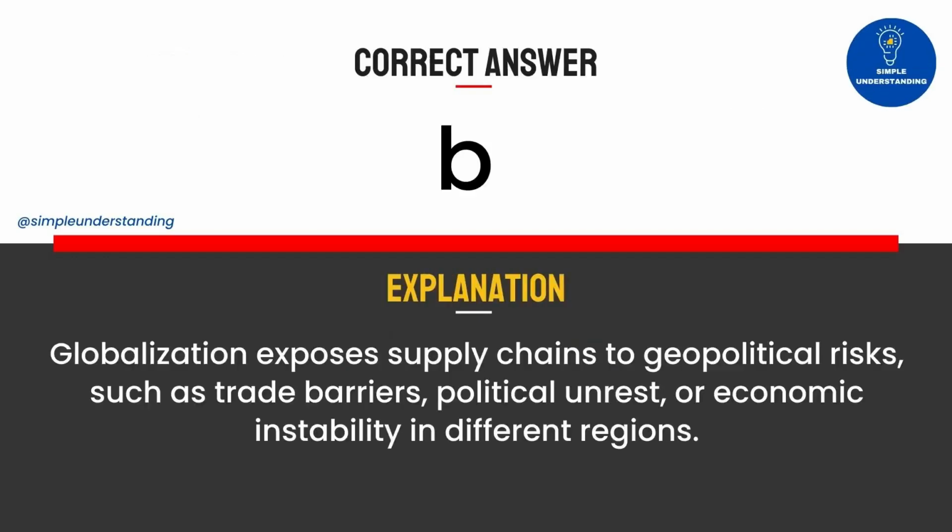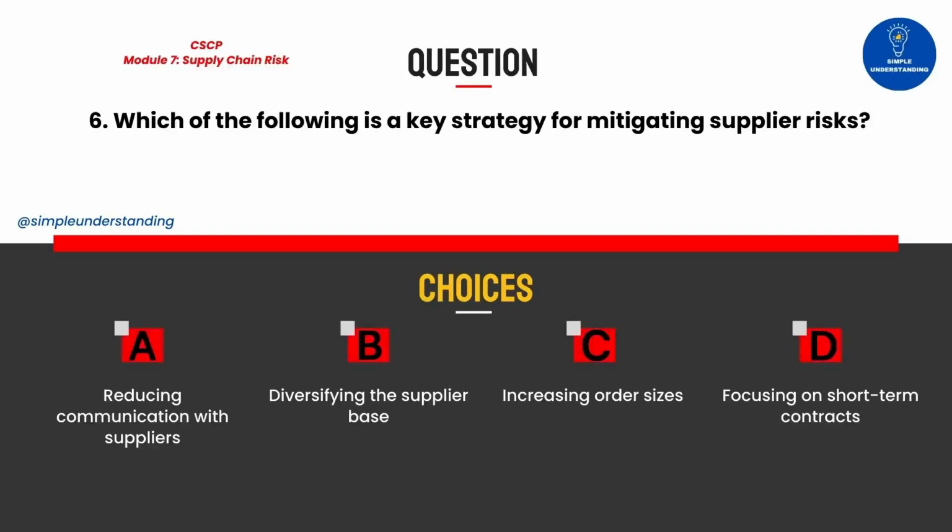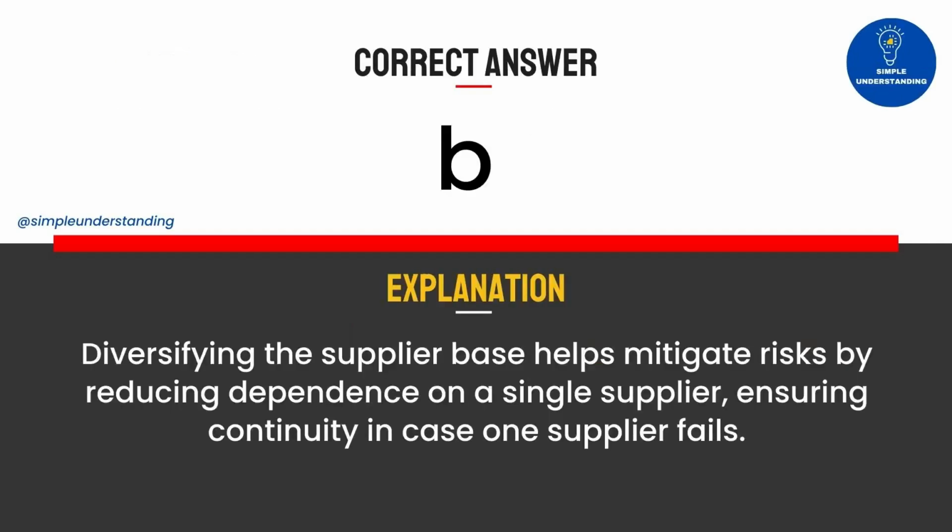Explanation. Globalization exposes supply chains to geopolitical risks, such as trade barriers, political unrest, or economic instability in different regions. 6. Which of the following is a key strategy for mitigating supplier risks? A. Reducing communication with suppliers. B. Diversifying the supplier base. C. Increasing order sizes. D. Focusing on short-term contracts. Correct answer B.